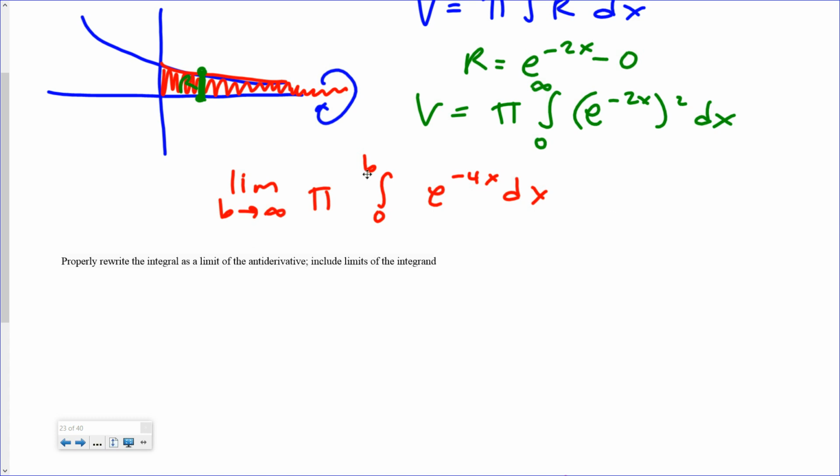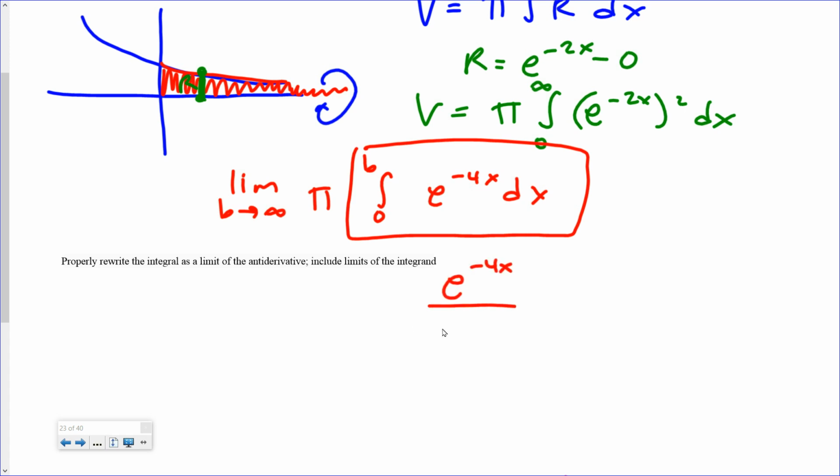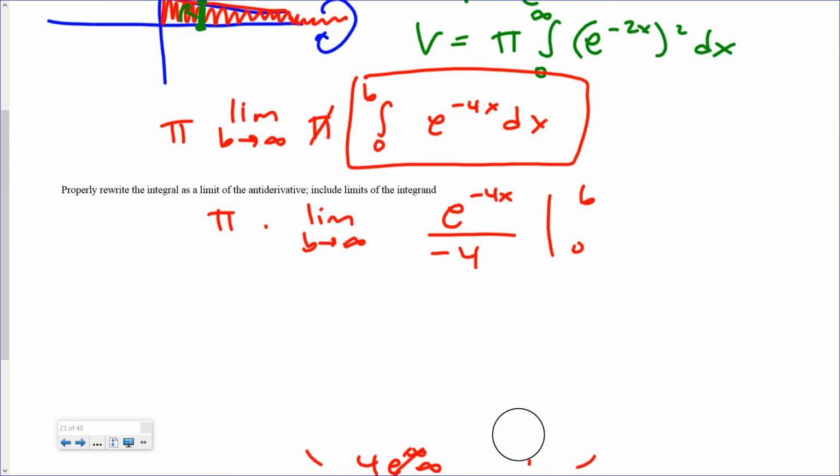And once you have the proper integral, all you do is you just integrate it first. What's the integral of e to the u? What's the integral of e to the negative 4x? E to the negative 4x divided by what? Negative 4. Okay? And this will go from 0 to b. Don't forget to multiply by my pi. Are you guys okay if I pull the pi on the outside? Okay? So this will be pi times the limit as b goes to infinity. Okay? You can pull scalars out of limits. You can pull scalars out of derivatives and integrals. All right? Now what I'm going to do is plug in the b.